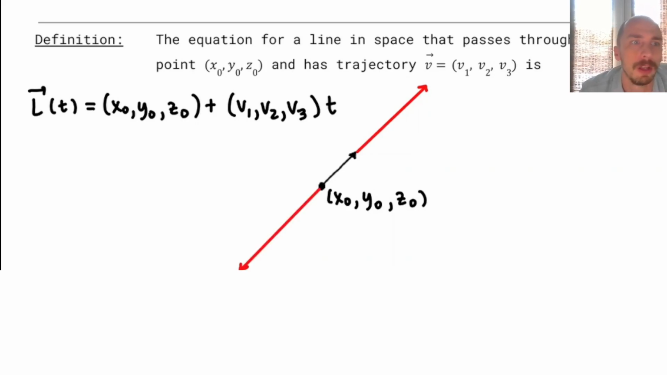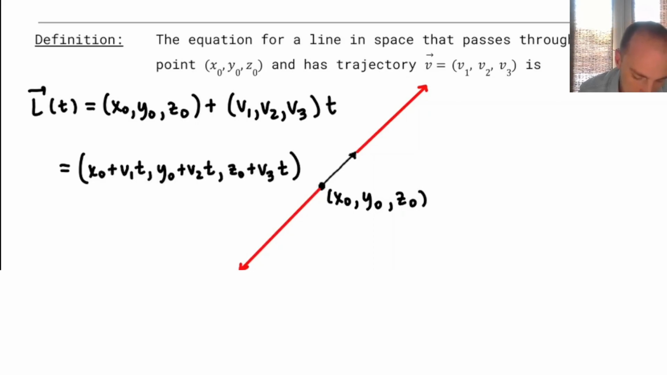That's going to be the equation for the line in space, but we could also combine these things and write it as one vector equation: x0 plus v1t, y0 plus v2t, and z0 plus v3t.